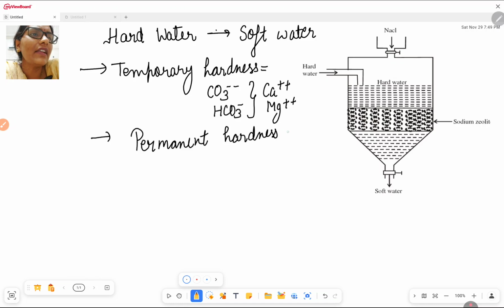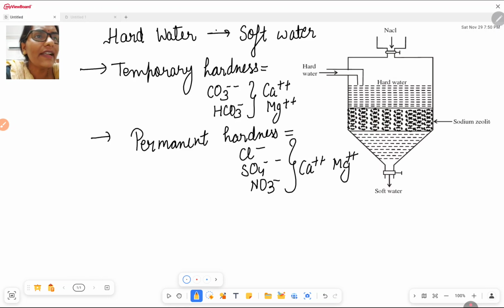And the other one is permanent hardness. Permanent hardness is due to the presence of chloride, sulfate, and nitrates of calcium and magnesium. So what is this process? This process can convert hard water into soft water.